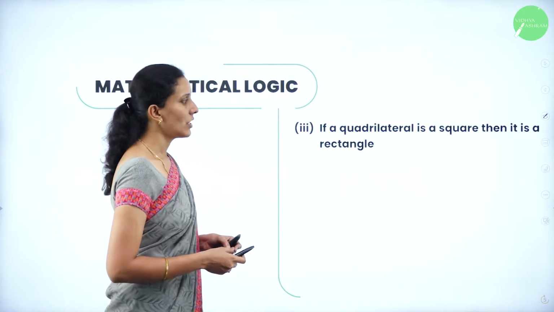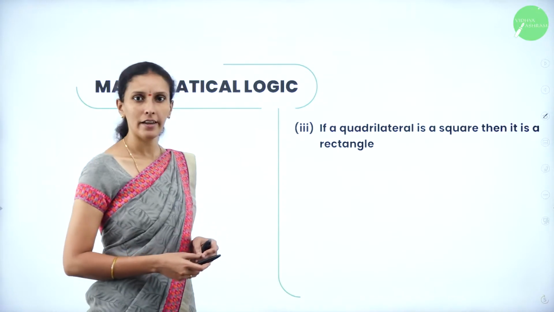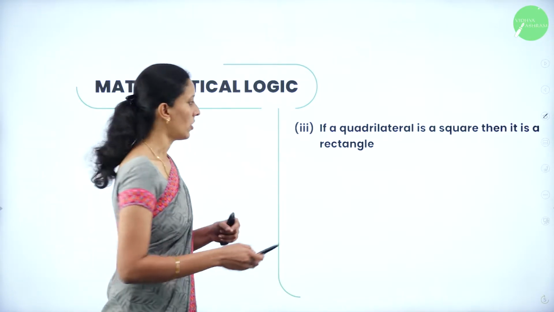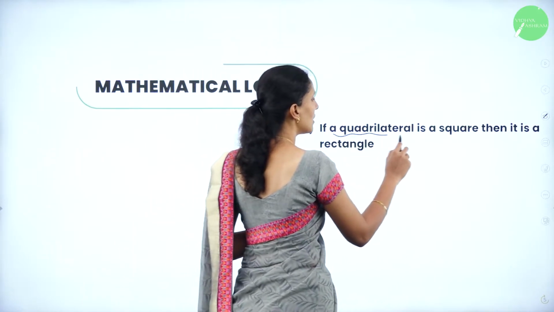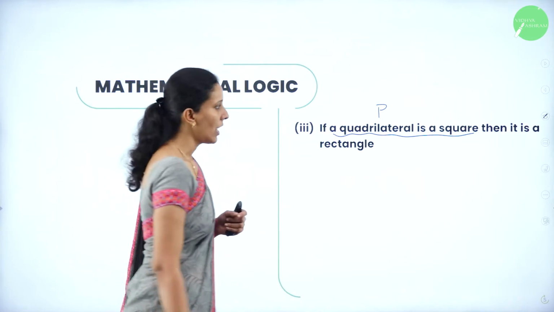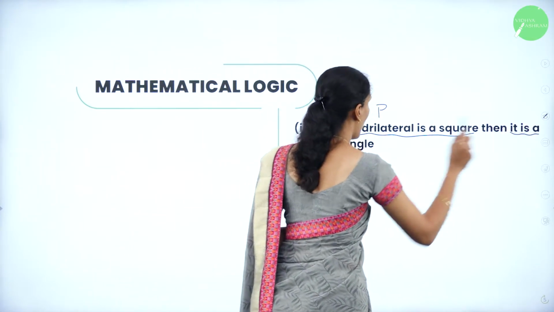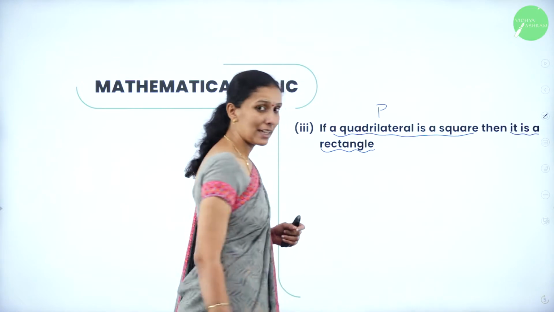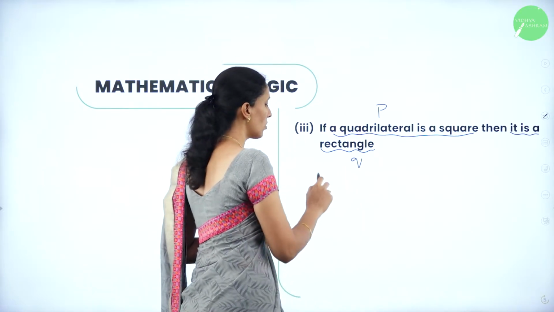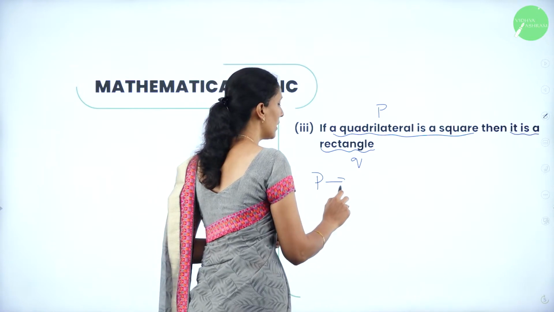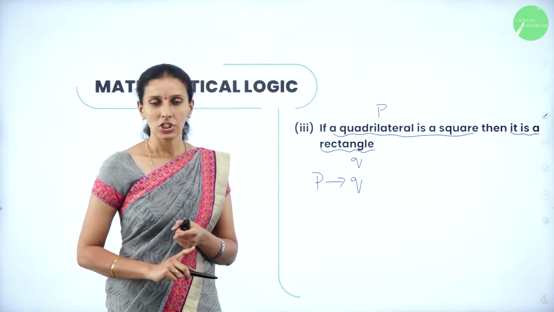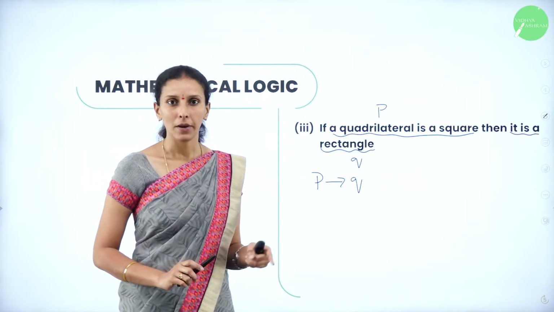If a quadrilateral is a square, then it is a rectangle. Again, we are coming across the if-then statement. So here, a quadrilateral is a square must be considered as one simple statement P, and it is a rectangle must be considered as one more simple statement Q. Therefore, we will write P implies Q. So this question symbolizes the conditional statement P implies Q.